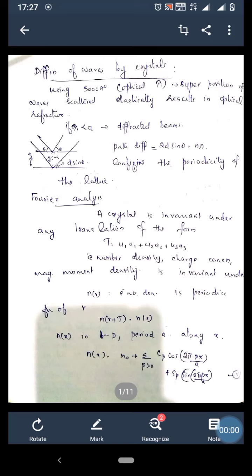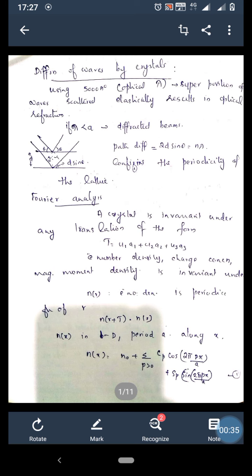Students, our next aim is to find an expression for the diffraction in terms of the reciprocal lattice vectors. For that, first of all, we can see what the diffraction of a crystal means. Usually, suppose we are using 5000 angstrom, that is optical wavelength, for the diffraction. What happens is that superposition of waves scattered elastically results in optical refraction, and we are not getting any diffraction pattern in that case if we are using optical wavelengths.